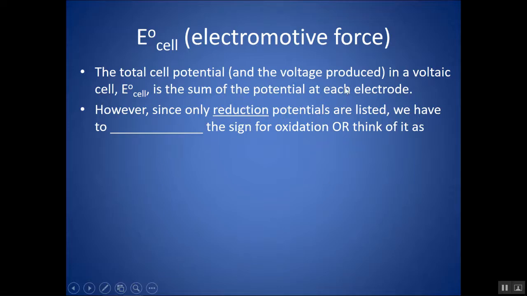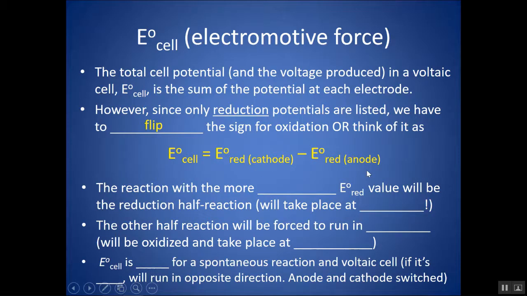Okay, so just to sum that up, the total cell potential, E of the cell, is actually the sum of the potentials at each electrode. However, since the reduction potentials are listed, you actually have to flip the oxidation one and then add it together. Or you can always do the cathode minus the anode: the reduction potential at the cathode minus the reduction potential at the anode. Either way, you'll get the same answer. Like I said, just don't do both.